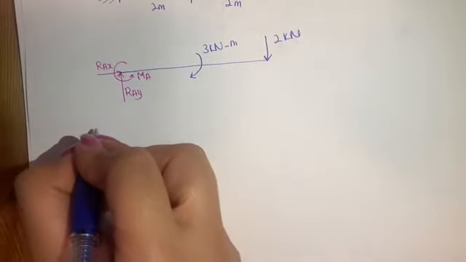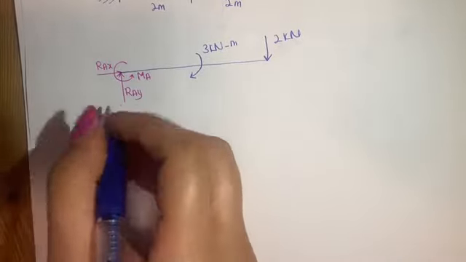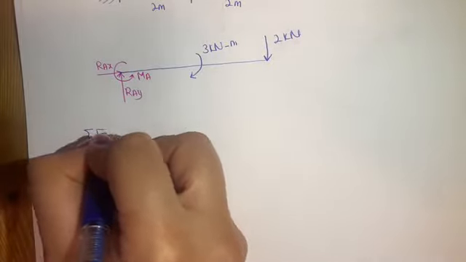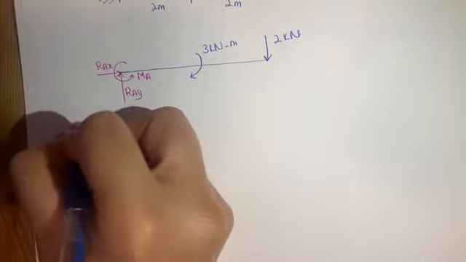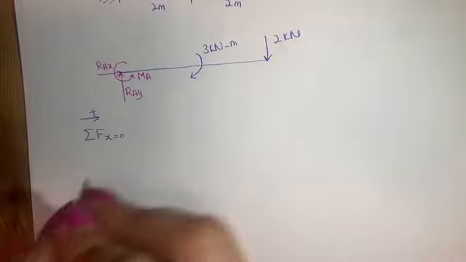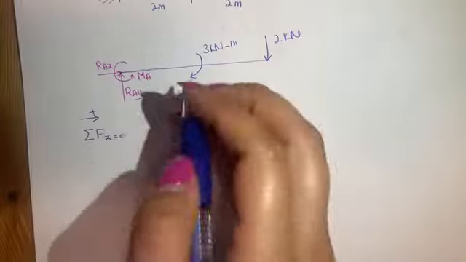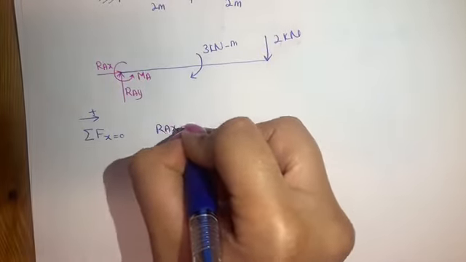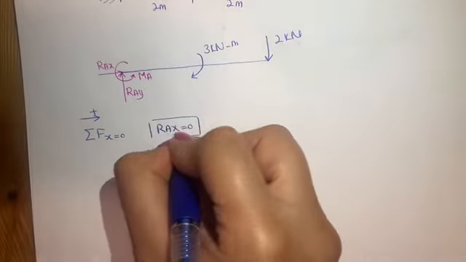first of all I write the equilibrium equation in x direction. Sigma Fx equals to 0, and this is the positive direction. So the only horizontal force is RAX. Therefore, RAX equals to 0.